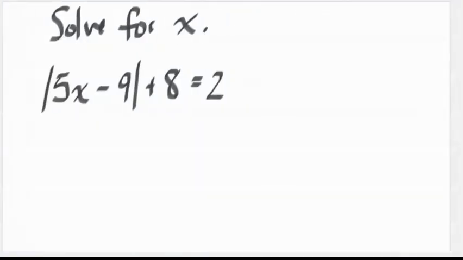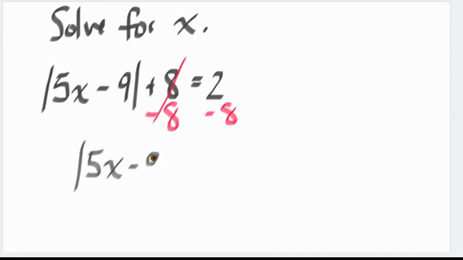And one more problem, this is another special case. Notice that we have that +8 on the outside of the absolute value. So we will have to cancel that out by subtracting 8 from each side. And then you've got the absolute value of 5x minus 9. That's now equal to -6.